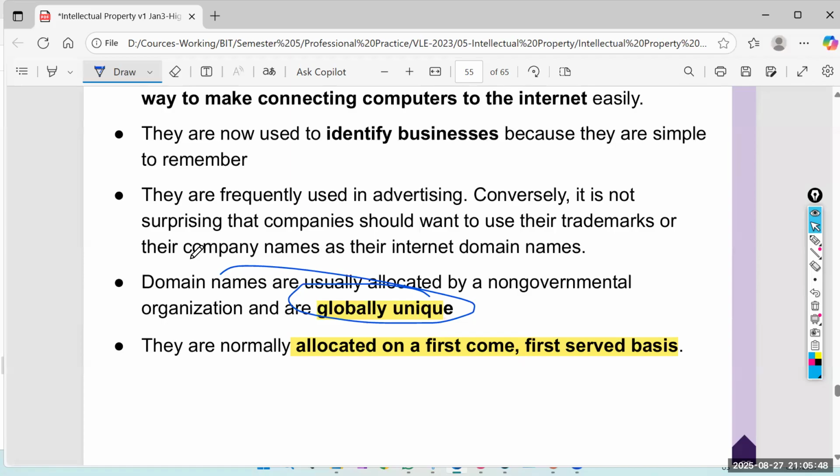So therefore, you need solid policies and procedures when it comes to domain names. In general, domain names are allocated on a first come, first served basis. Whoever asks first will get it. Okay.